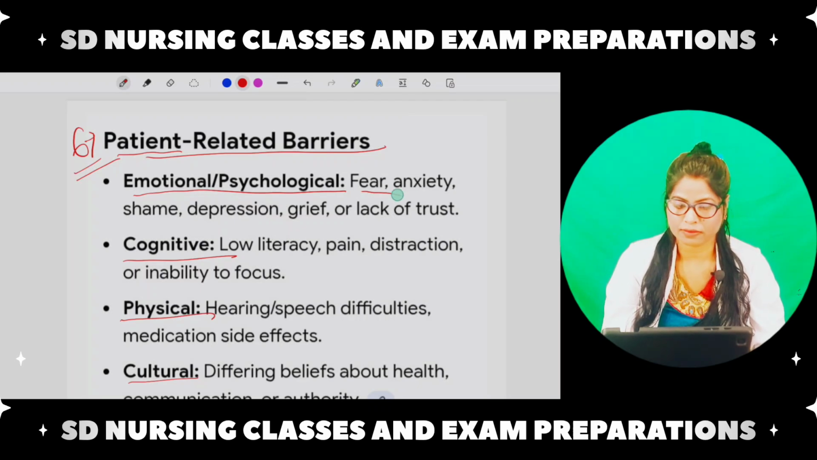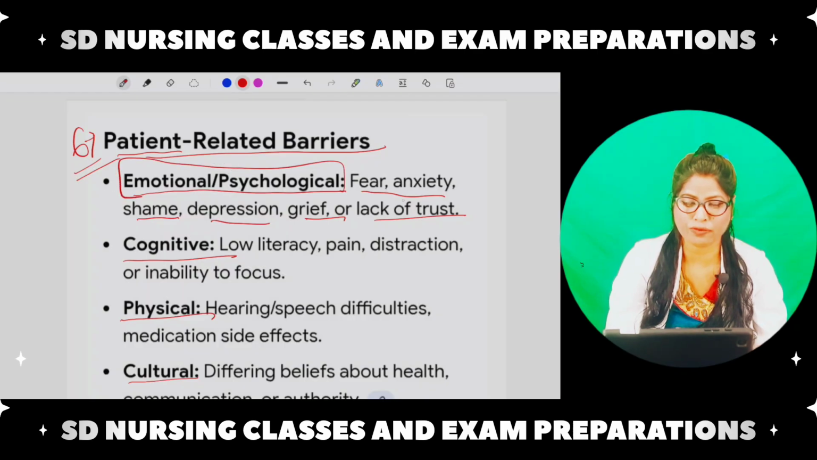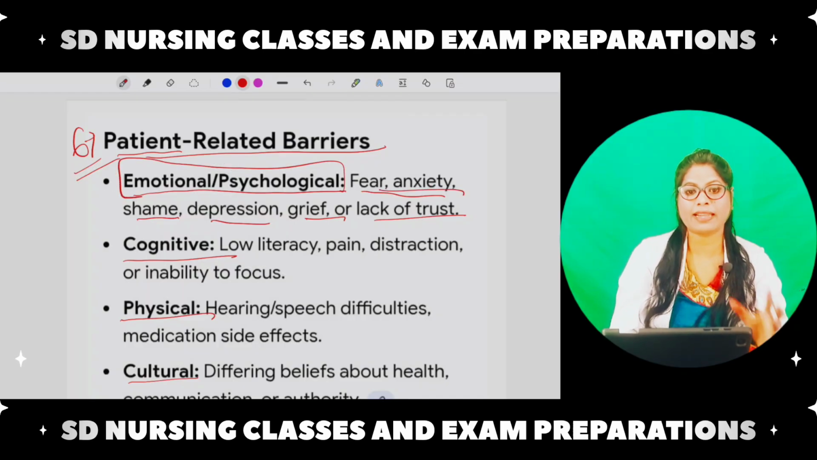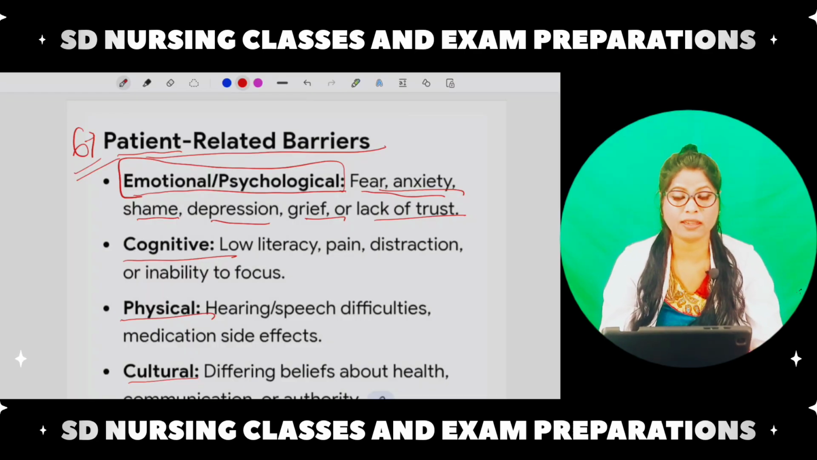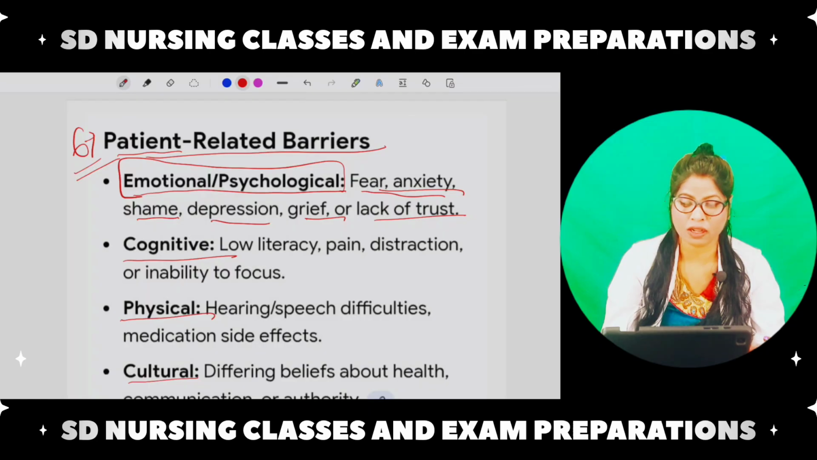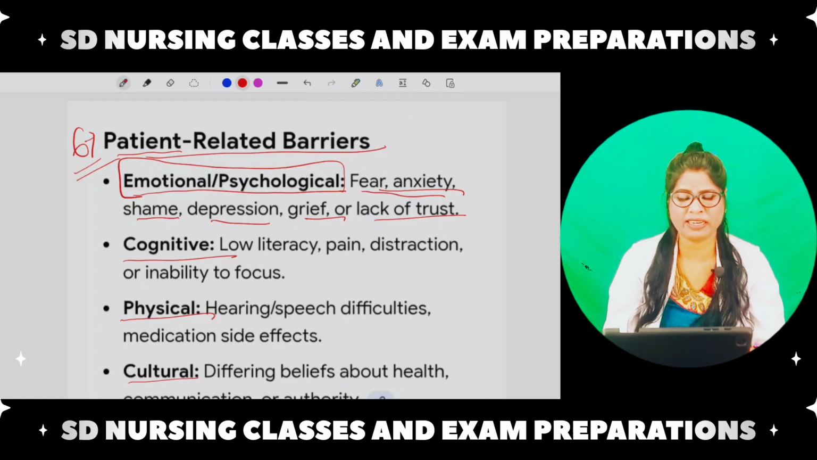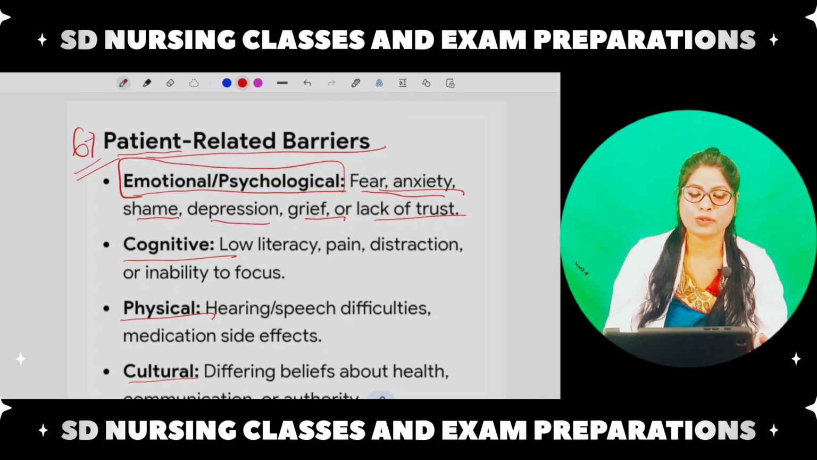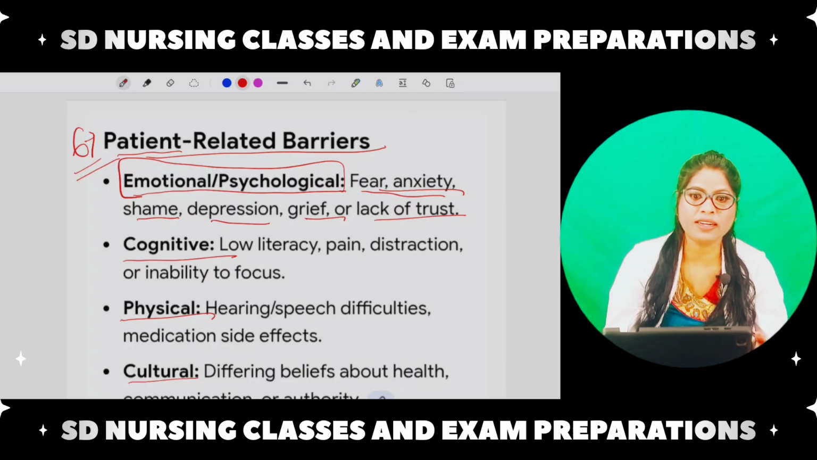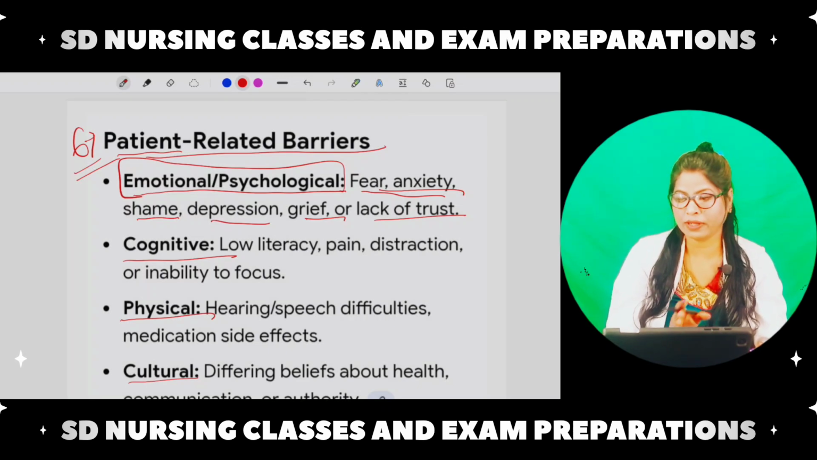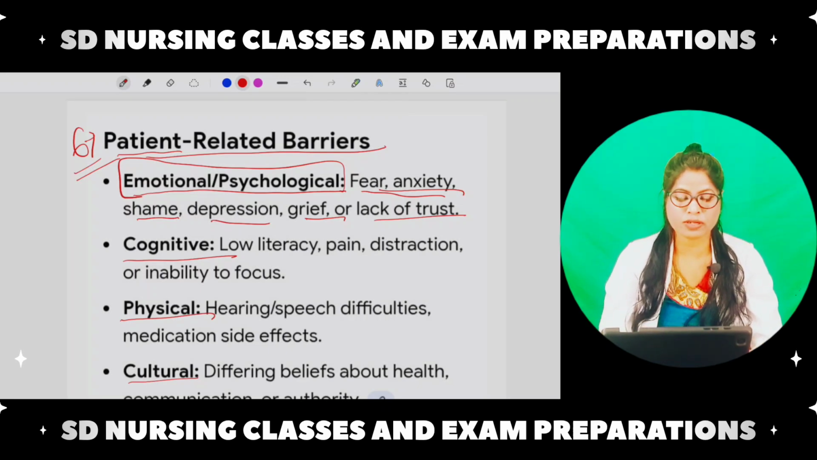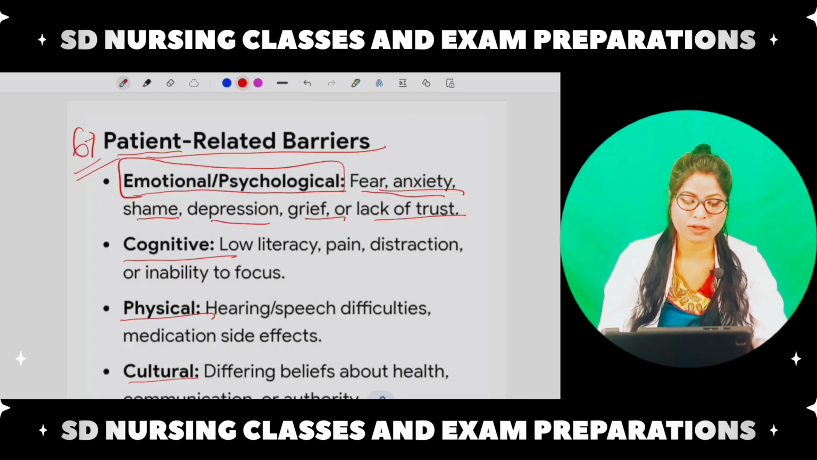Fear, shame, depression, grief or lack of trust. Because of fear and anxiety and shame, the patient may not be able to talk with the professionals. And if he is a depression patient, or if he is sad, or if any trust issues are there, that may create problems for the patient in dealing with the nurse. So this is the emotional and psychological barrier we already studied, fear, anxiety. So what is the way to overcome it?